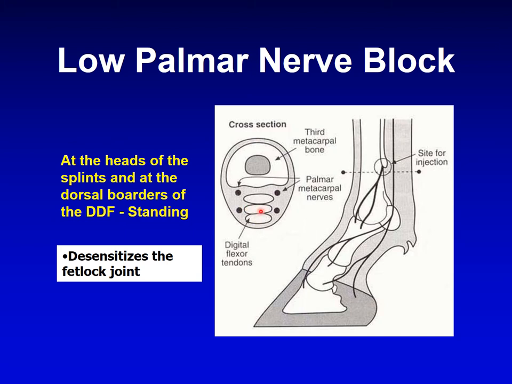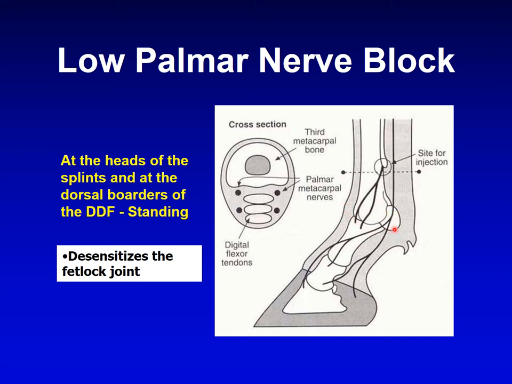This is the superficial digital flexor. This is the deep digital flexor. This is the suspensory ligament. And here you have the splints. So at the end of the splints, you give two injections, medial and lateral. And dorsal to the deep digital flexor, you give two injections, medial and lateral. Again, the limb is going to be standing in this case. And this will desensitize the fetlock joint itself.